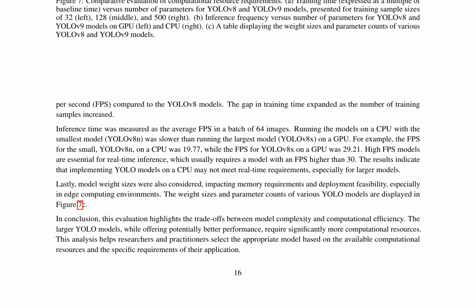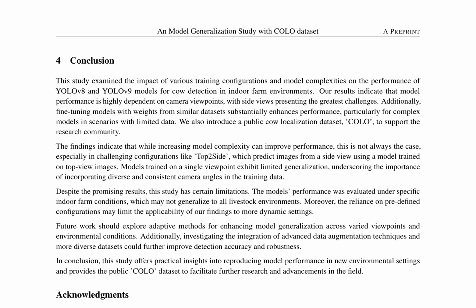This study delves into the impact of various training configurations and model complexities on the performance of YOLOv8 and YOLOv9 models for cow detection in indoor farm environments. The findings reveal that model performance is highly dependent on camera viewpoints, with side views presenting the greatest challenges. Fine-tuning models with weights from similar datasets significantly enhances performance, particularly for complex models in scenarios with limited data. The study also introduces a public cow localization dataset, COLO, to support the research community.